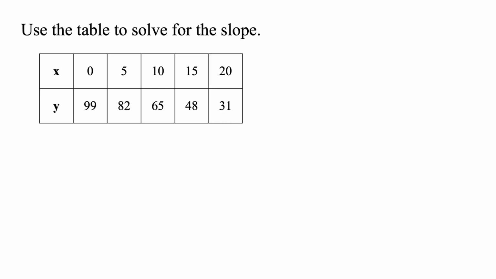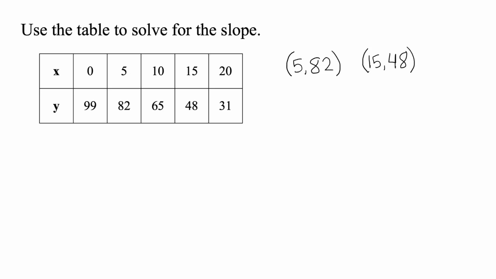Let's work through an example of calculating negative slope using a table. Use the table to solve for the slope. First, identify two ordered pairs in the table. One ordered pair is (5, 82). Another ordered pair is (15, 48).